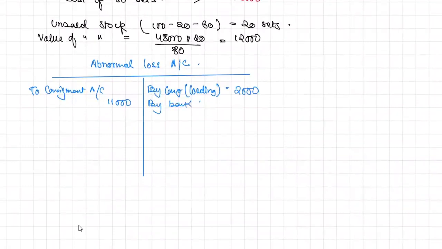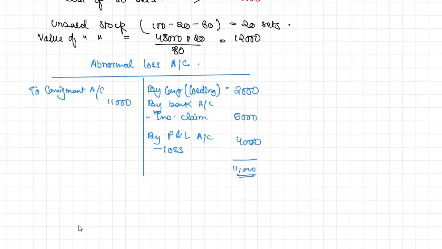By bank account, they have received insurance claim of how much? 5,000. Correct. But still there will be some loss. Correct, na? We have only got recoverment of 7,000. So 4,000 is still. This will be transferred to by profit and loss account. Loss of 4,000, and this 11,000 abnormal loss account will be settled. Is this clear?